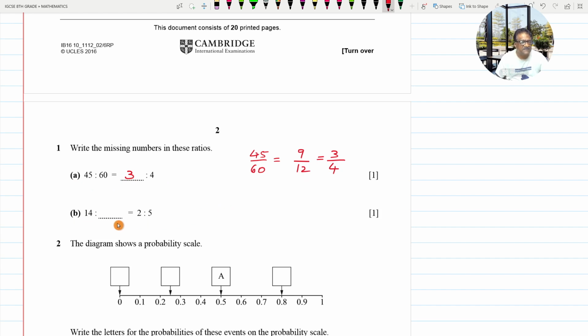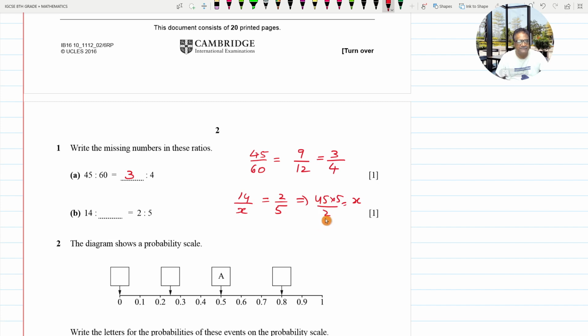Same way you can go for the B part. This is 14 upon something. Let that something be equal to x, is equal to 2 upon 5. Now this way also you can do it. 14 upon something is equal to 2 upon 5. Let us see how it works out. We can find x by cross multiplication. This will be 14 into 5, divided by 2, and this should give me x.